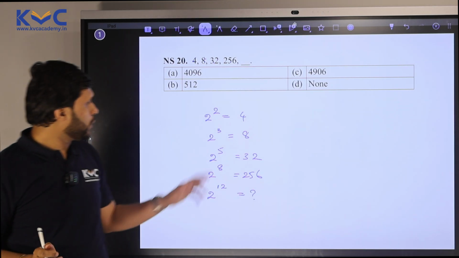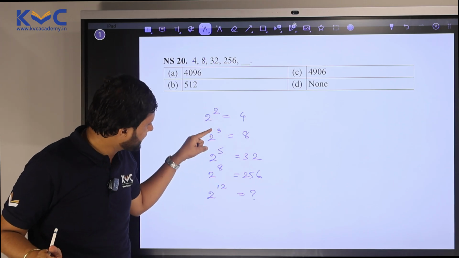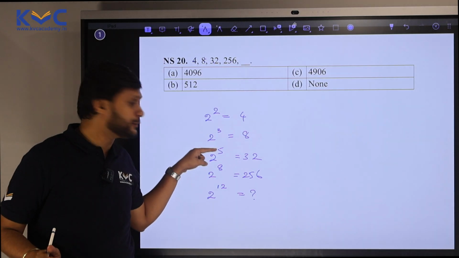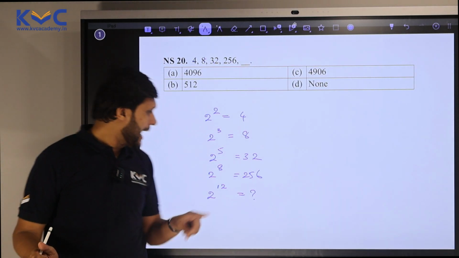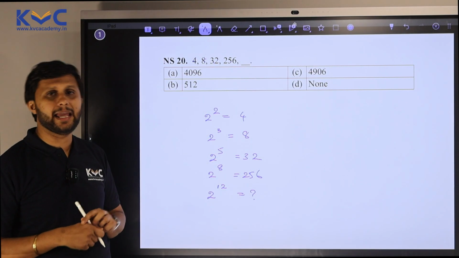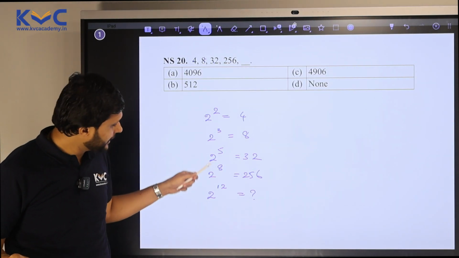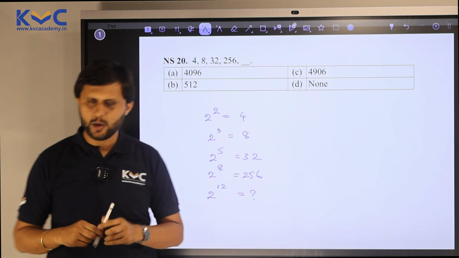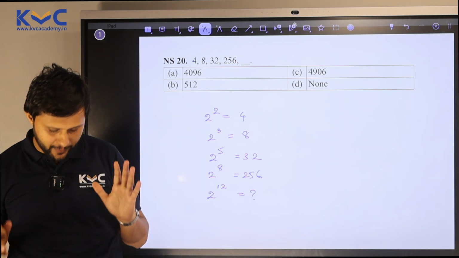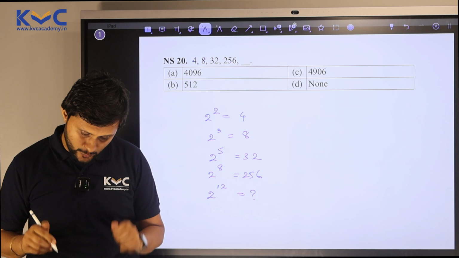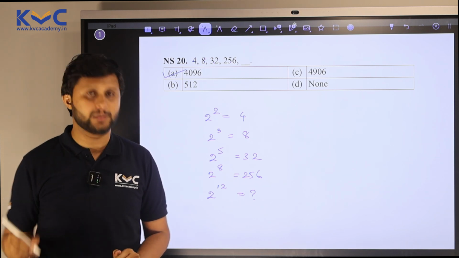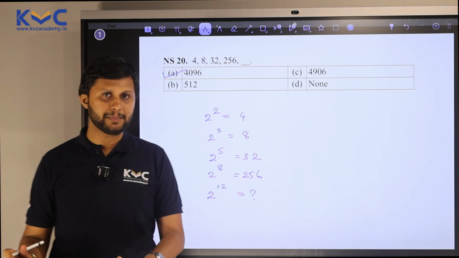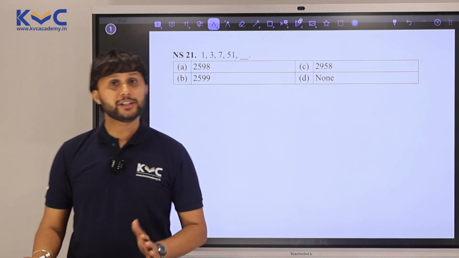Are you getting the logic over here? So from 2 we go to 3, difference is 1. And from 3 we jump directly to 5. 3 to 5 difference is 2. And from 5 we came to 8. That is a difference of 3. And from 8 we came to 12, difference of 4. So now we need 2 to the power 12. 2 to the power 12 is equal to 4096, which is there in option A. That's question number 20. Moving on to the next question.